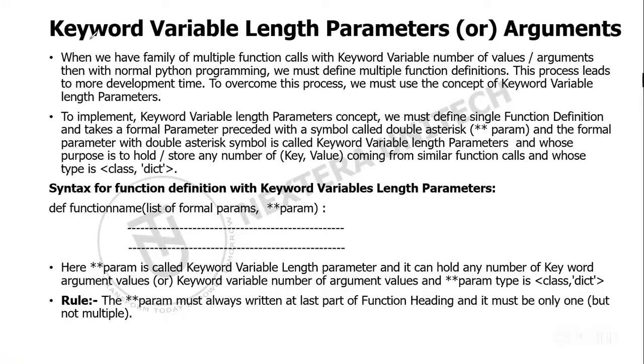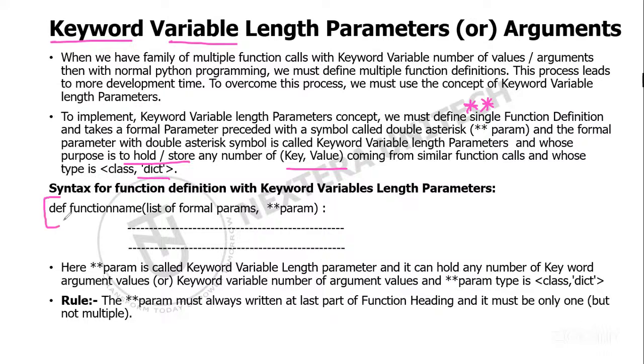And finally, keyword variable length arguments or parameters. The purpose of keyword variable length arguments is they help us to store or hold any number of keyword key value pairs from the function call. And by default, the type will be dict. How do we identify them? Double star. Double asterisk mark will identify it as a keyword variable length argument or parameter.